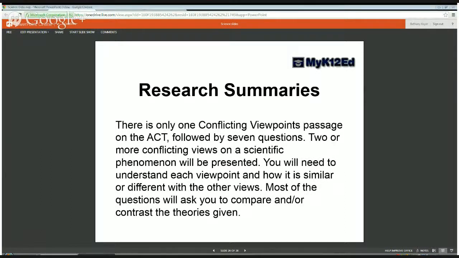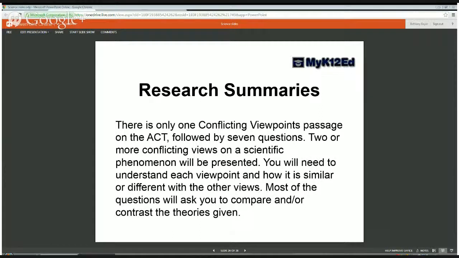Okay, conflicting viewpoints. There's only one conflicting viewpoints passage on the ACT, and it's followed by 7 questions. So it's a little bit longer, and there are more questions, but there's only one of them. 2 or more conflicting views on a scientific phenomenon will be presented.